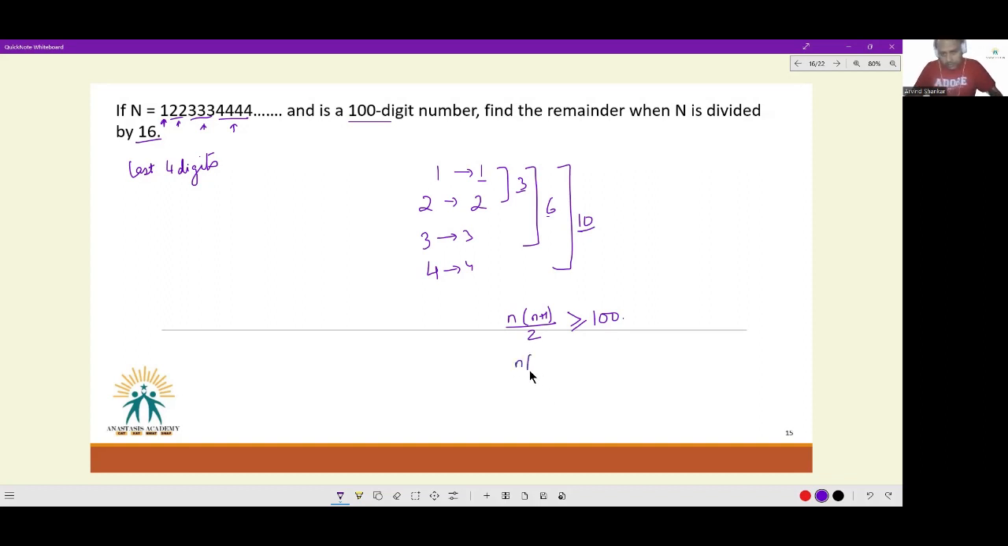I get n(n+1) is greater than or equal to 200, or the best case possible would be n equal to 14, because 14 times 15 is 210, which is greater than or equal to 200. People, pay attention. Up until n equal to 13, 13 times 14 by 2.